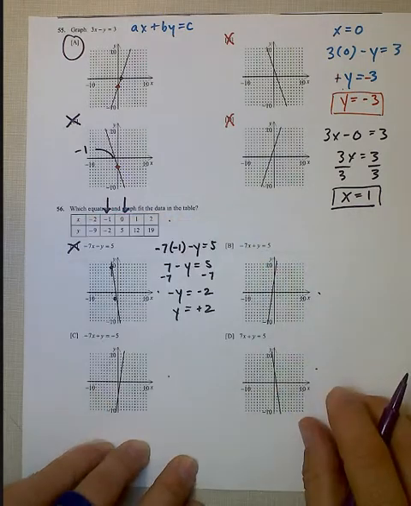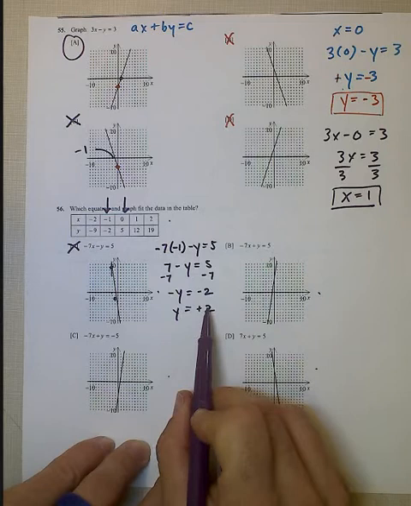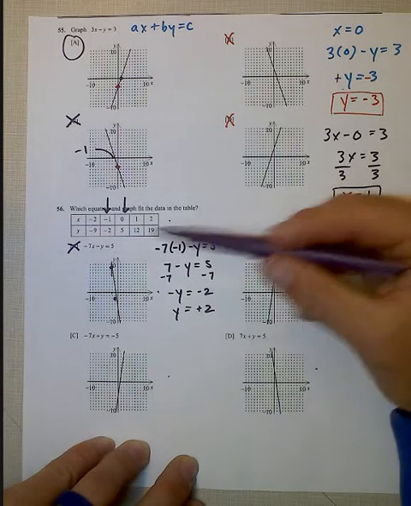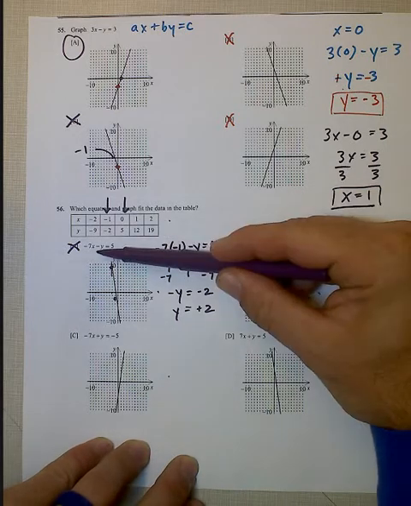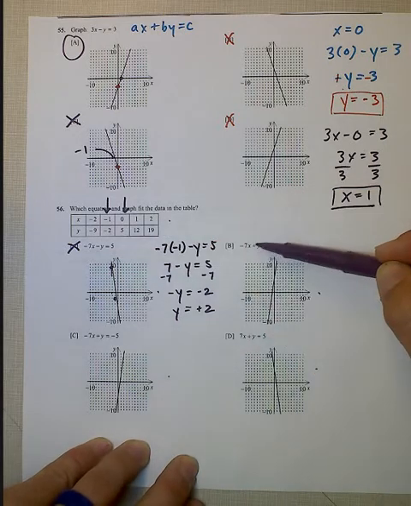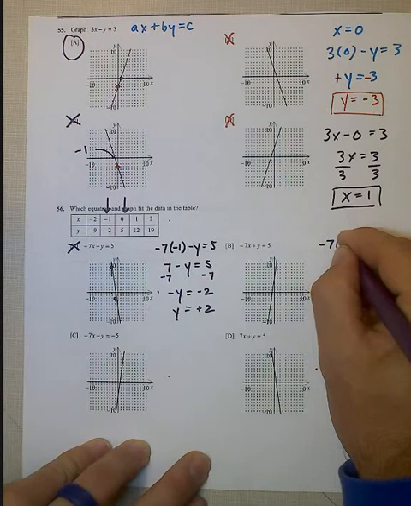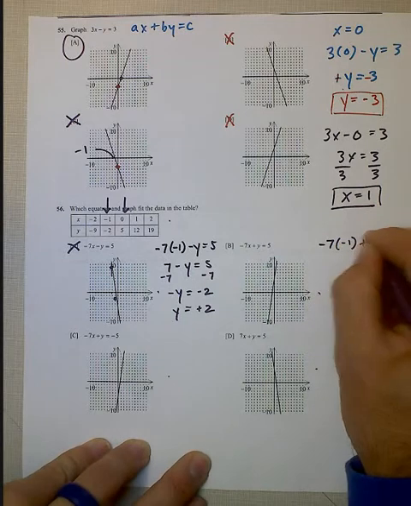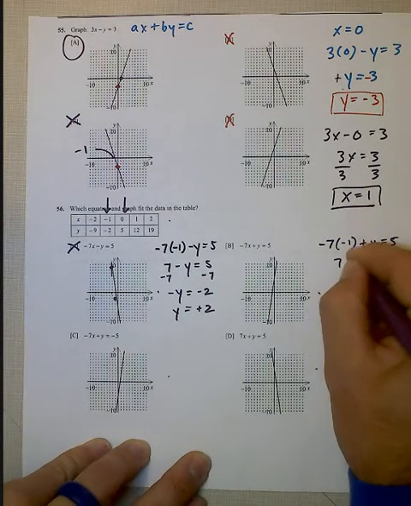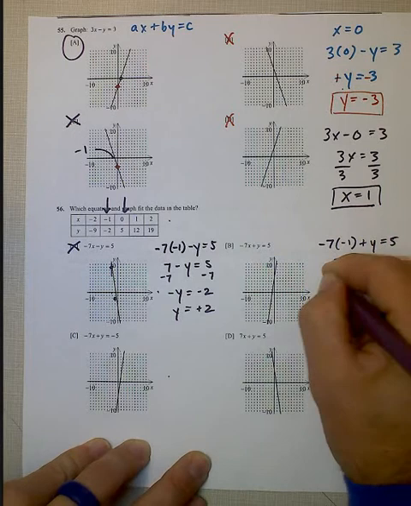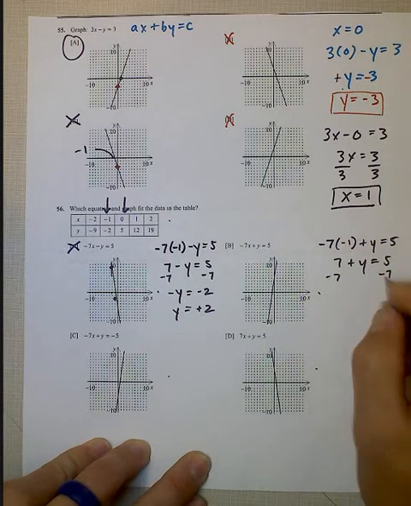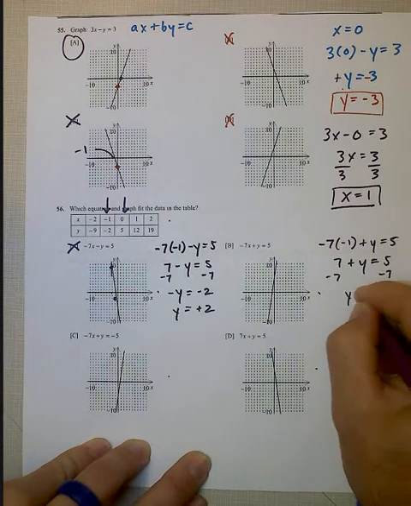Now I say to myself, okay, I had the 2, but I want it to be negative. So I'm going to look here. They gave me the negative for the y, so they're giving me the positive for the y here, which means I won't have to change the sign. Negative 7 times the negative 1 plus the y is equal to 5. 7 plus y is equal to 5. Subtract the 7. Subtract the 7. Y is equal to negative 2.